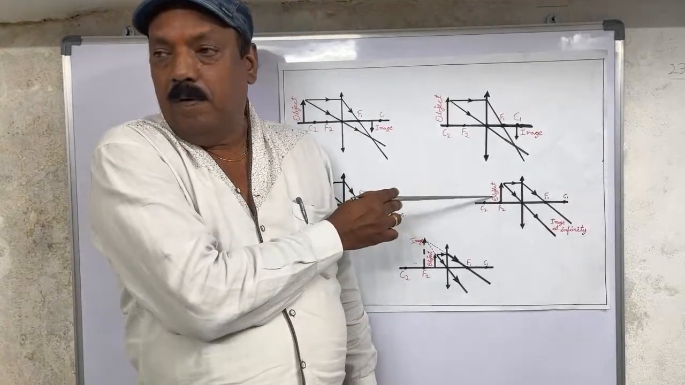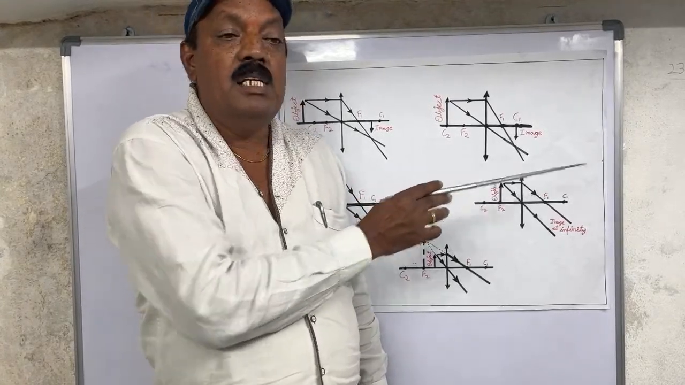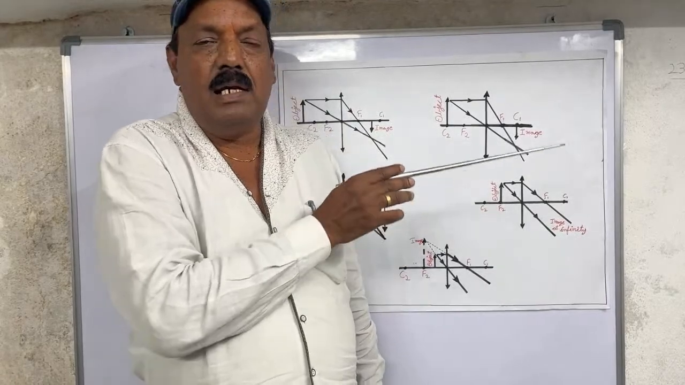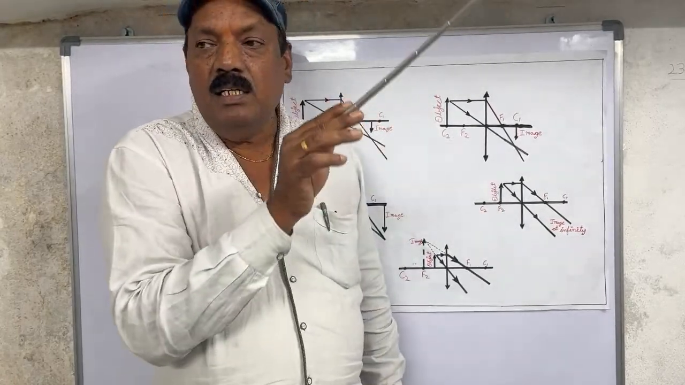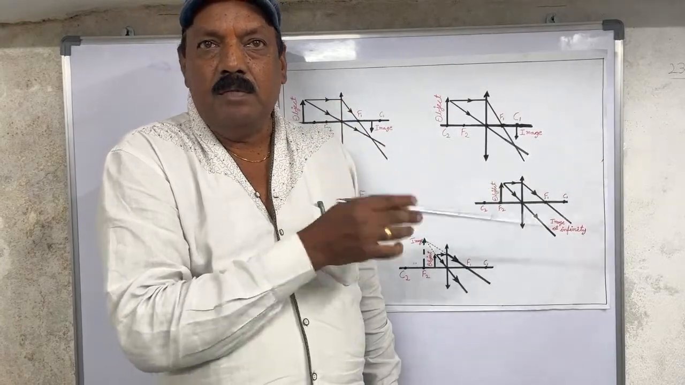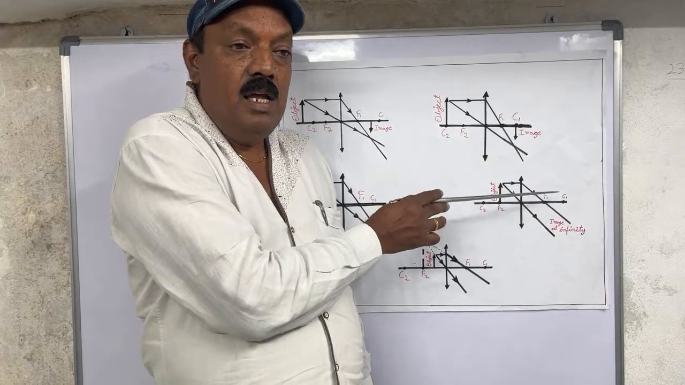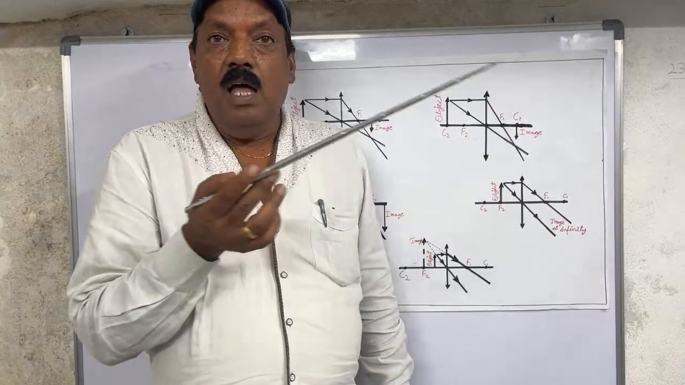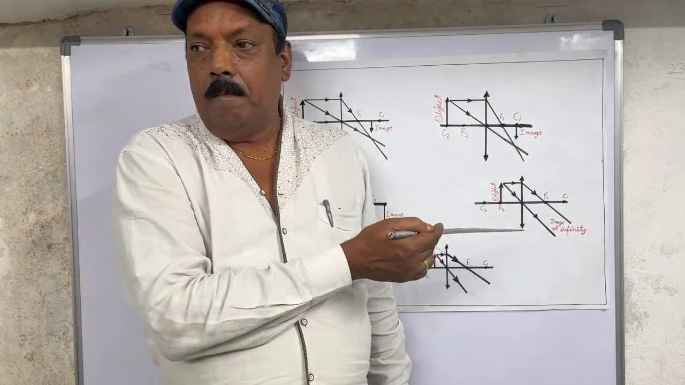Object is on the focal point. Image is at infinity. Once again I'll repeat: if the object is on the focal point, the image is at infinity. If the object is at infinity, the image is on the focal point.